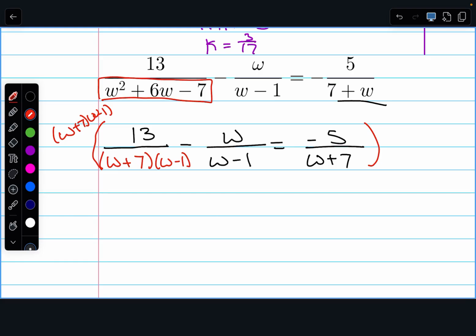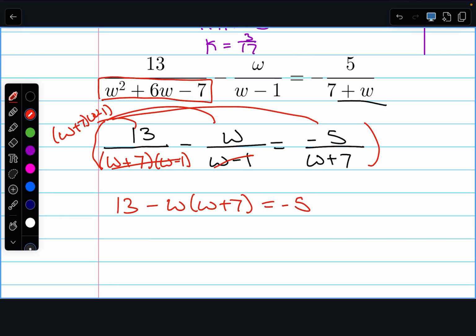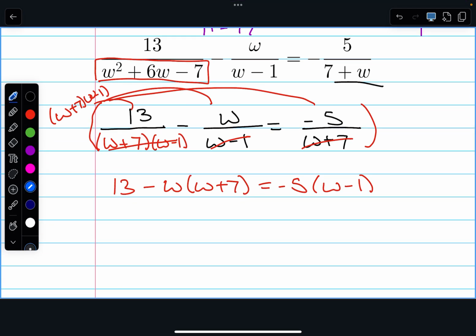All right, so back to the case, I multiply the first one. The w plus 7 and w minus 1 cancel out, so that just leaves me with 13 minus w, and then w minus 1 would cancel out, so that leaves me with a w plus 7, and then equals negative 5. Make sure you know that I multiplied these out. The w plus 7 would cancel out, so that leaves me with a w minus 1. Sweet. Combine like terms, or distribute. So 13 minus w squared minus 7w equals negative 5w plus 5.